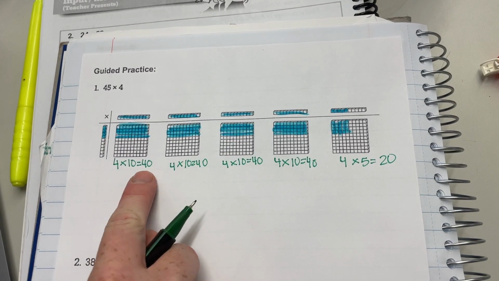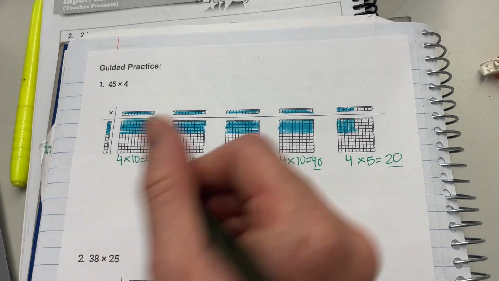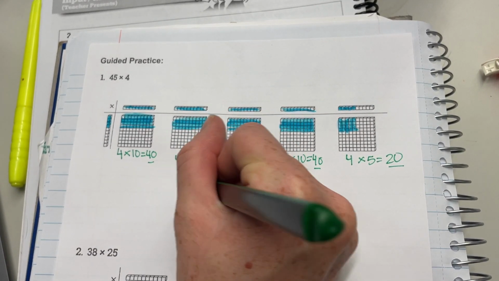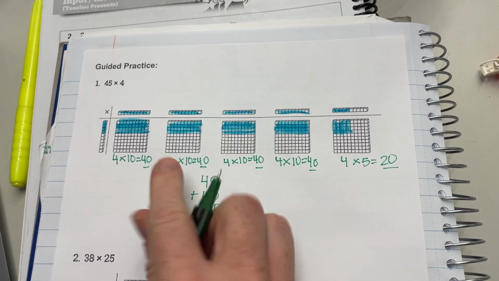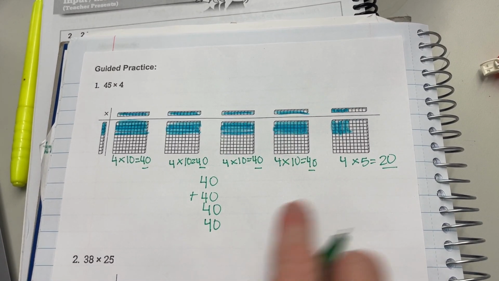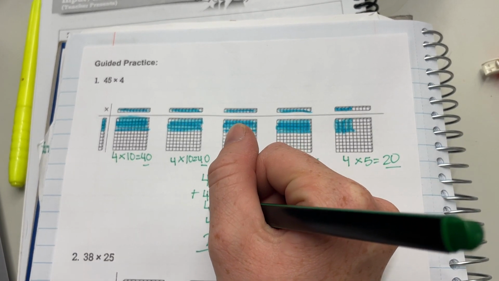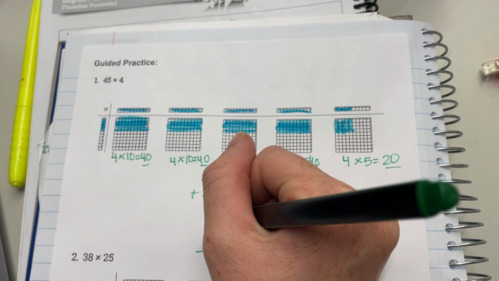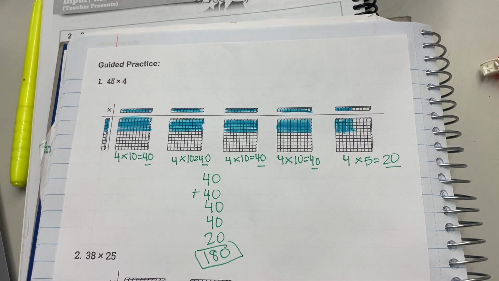Now my last step is to add the partial product. So 40, 40, 40, 40, and 20. So I'm adding all those numbers. 40 plus 40, 40, 40, 1, 2, 3, 4. So I have 4 40s, and then at 20, 4 plus 4 is 8, 8 plus 4 is 12, plus 4 more is 16, 17, 18. So my answer is 180.